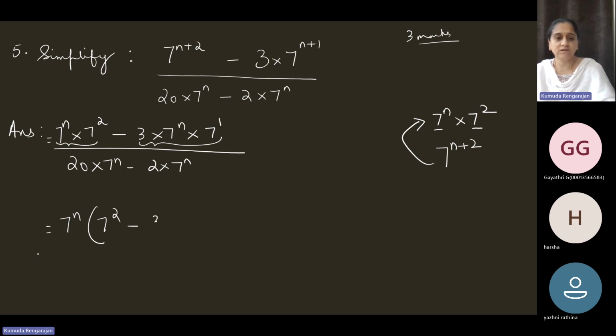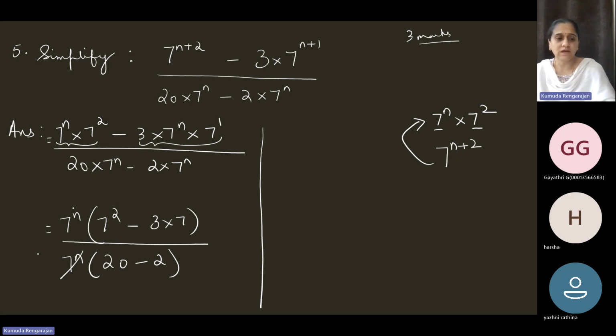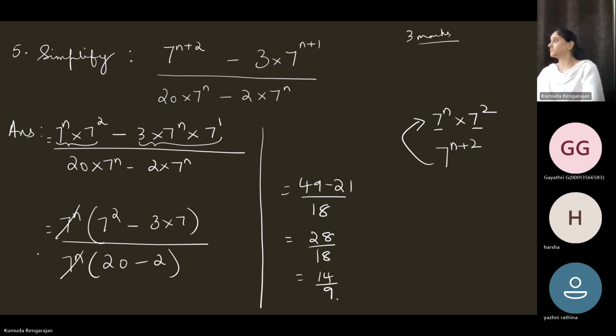Or you can write 3 into 7 divided by 7 power n common again, 20 minus 2, correct? So now it cancels. 7 squared is 49 minus 21 over 18. And when you subtract, you get 28 by 18. So on simplifying, 14 by 9.